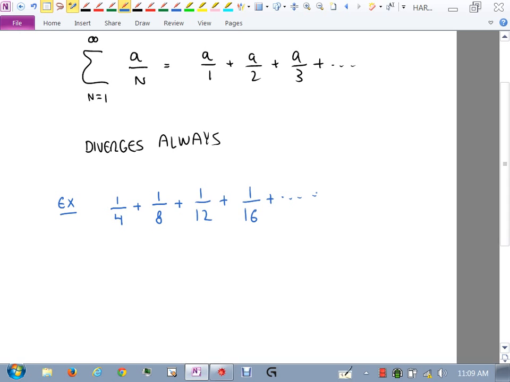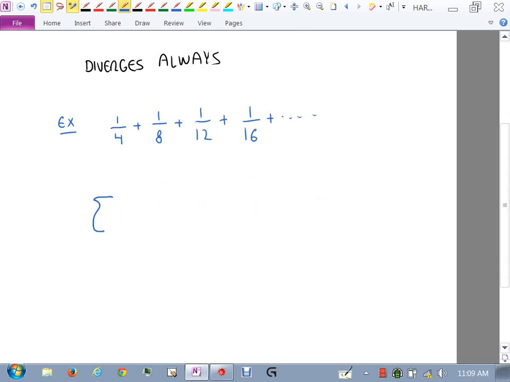They're all multiples of 4, right? This first one is 4 times 1. This is 4 times 2. This is 4 times 3. This is 4 times 4. So they're all multiples of 4, not powers of 2. So maybe I can write it this way. Sum n equals 1 to infinity of 1 over, how do I say multiples of 4? 4n.